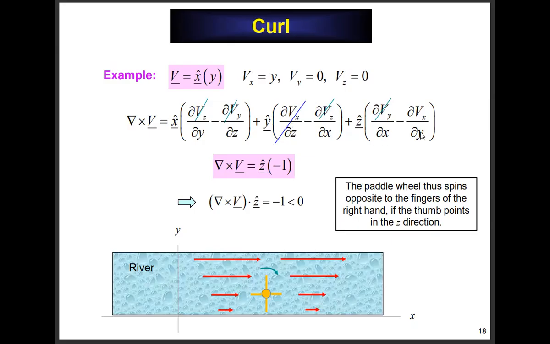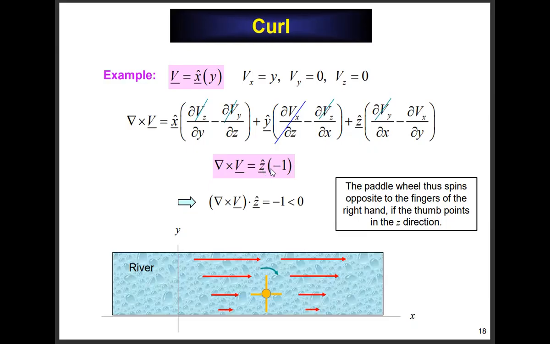So there's only one component that survives, minus z hat partial of Vx with respect to y. So you just end up taking partial of y with respect to y, which is, of course, just 1, right? So with the minus sign here, here's the final answer for curl at any point in the river. Now, usually curl of a vector function is another vector function that changes with position. But in this particular example, because it's so simple, notice the curl is not really a function of position. It's constant everywhere in the river, just because this made-up function is so simple.